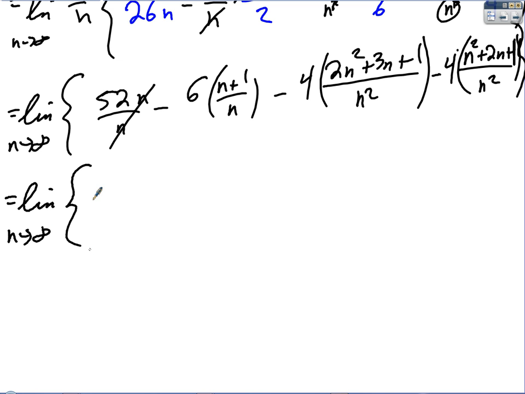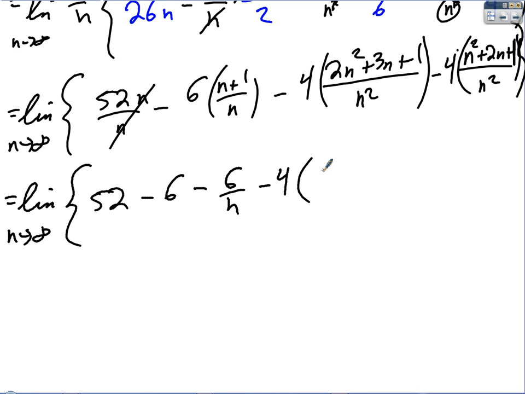So I got my 52 minus. Now, if I break that up into separate fractions, I'm going to get 1 plus 1 over n, right? So I'm going to get minus 6. And if I distribute the 6, minus 6 over n. Everybody buy that? Okay. What about here? If I break this up into fractions, I'm going to get 2 plus 3 over n plus 1 over n squared. Right? And we don't even have to distribute the 4. How about we'll just leave it like that.